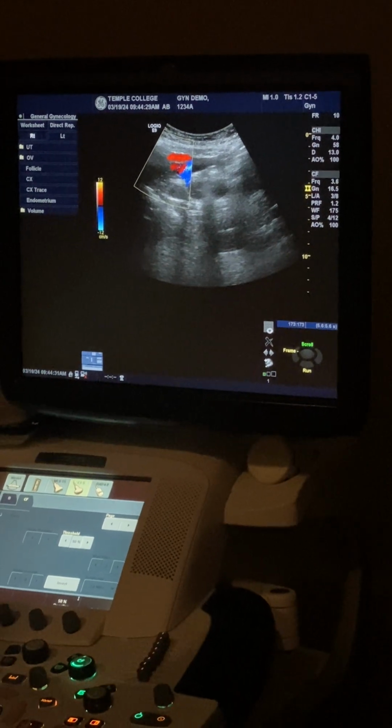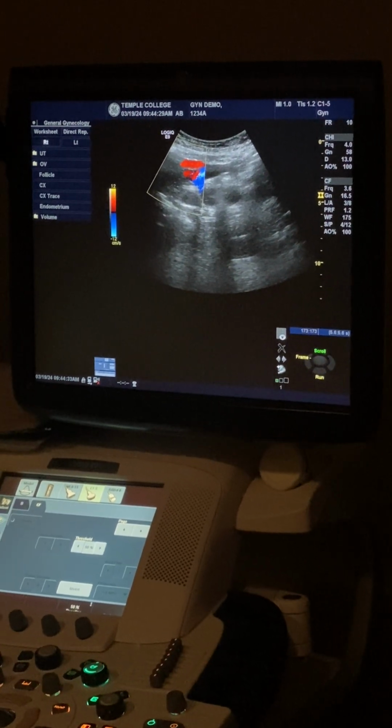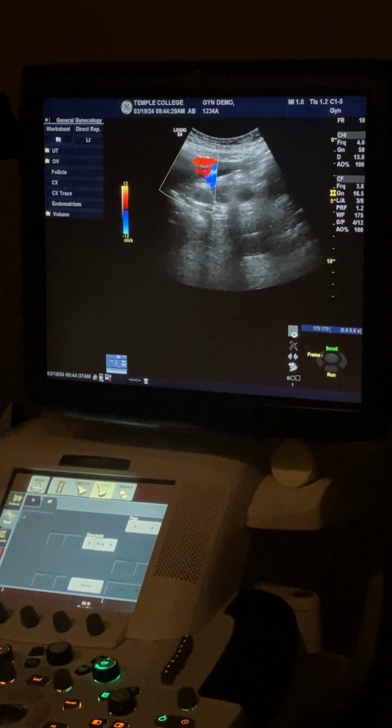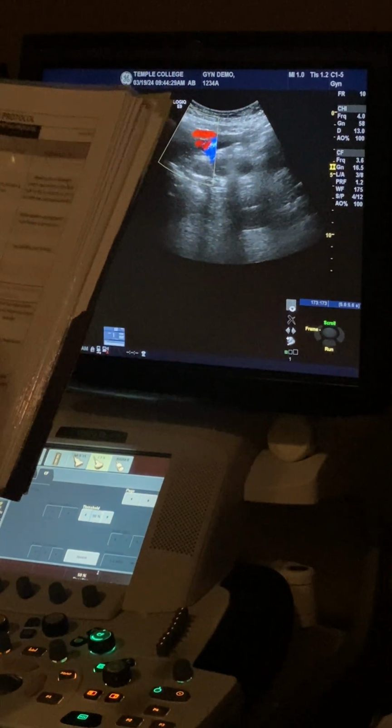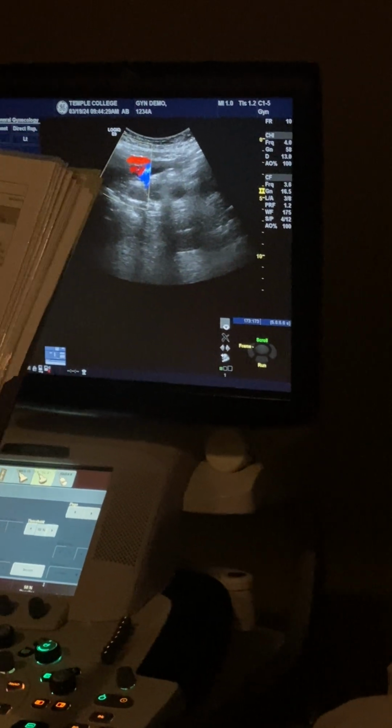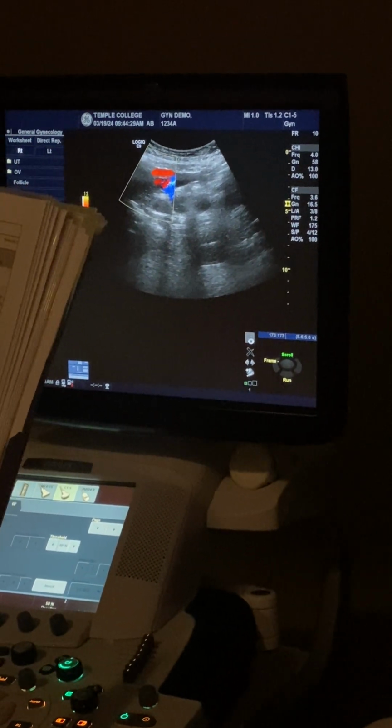How many images would be acceptable to get the full adnexa? It is just a trans and then a long with color. So three pictures. Okay. A trans, a long, and a long with color. Yep.